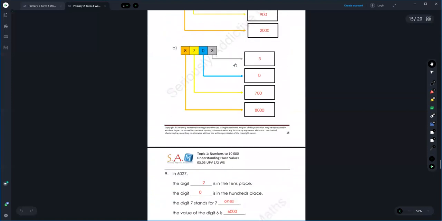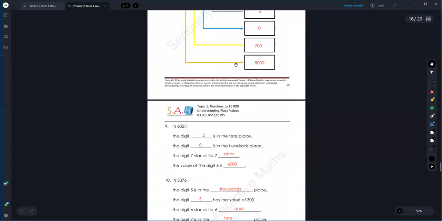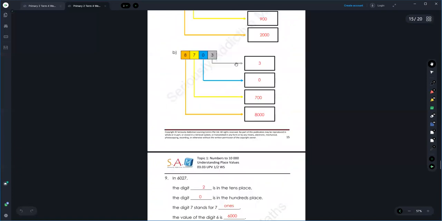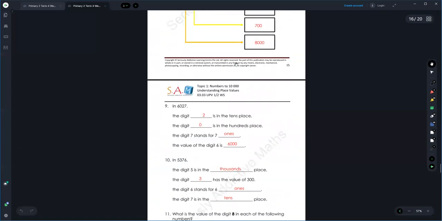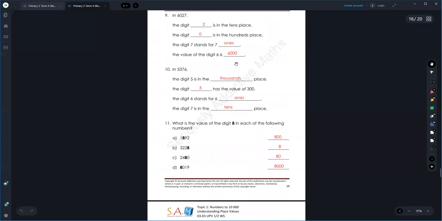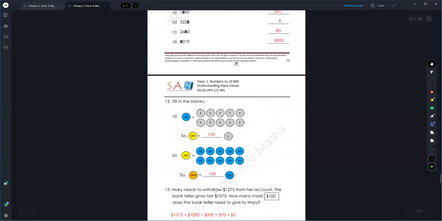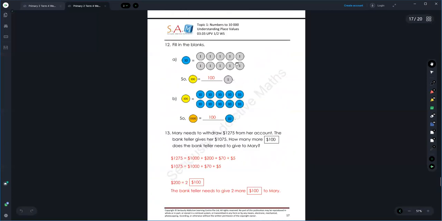And then after that, these are quite easy. Perhaps do one question on page 15, B. Okay, after that, let's see, go to page 17 with them, particularly question 13. Show them how to do it.